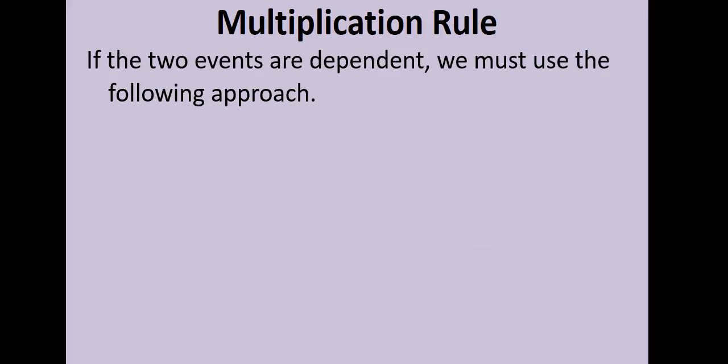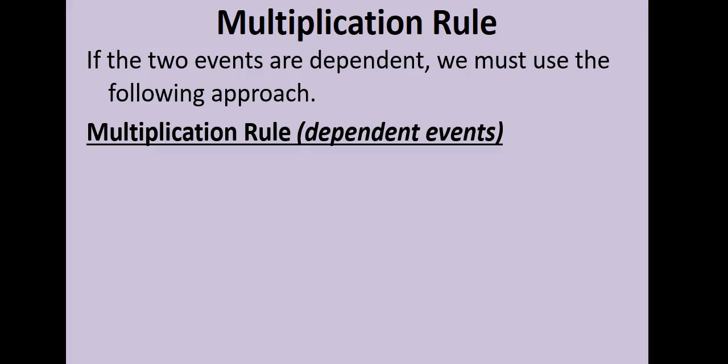Now, the multiplication rule for dependent events is very similar, but we have to consider that conditional probability when we do it. If the two events are dependent, we must use the following approach. Probability of A and B would be equal to the probability of A times the probability of B given that A has already occurred. So we can't just multiply straight probabilities. We have to consider that B has a different probability now that A has already occurred.